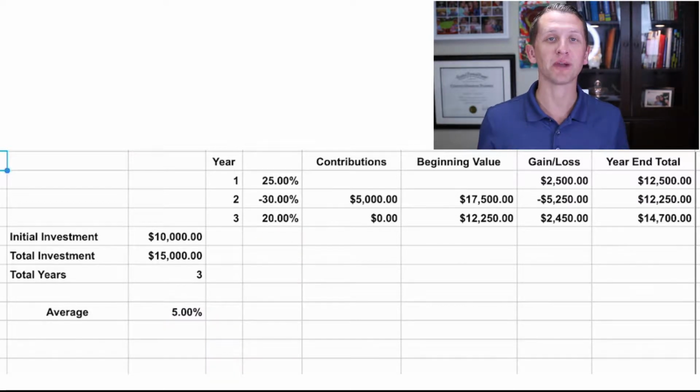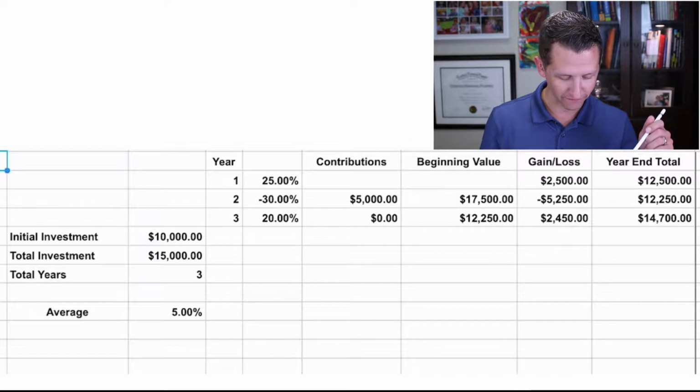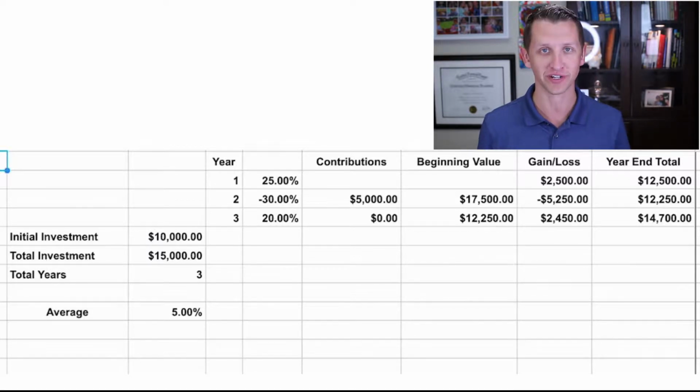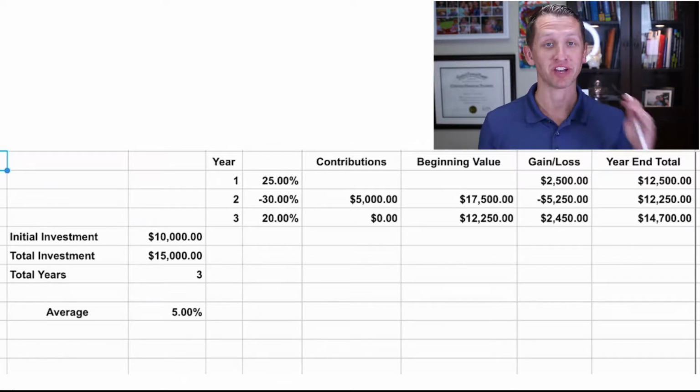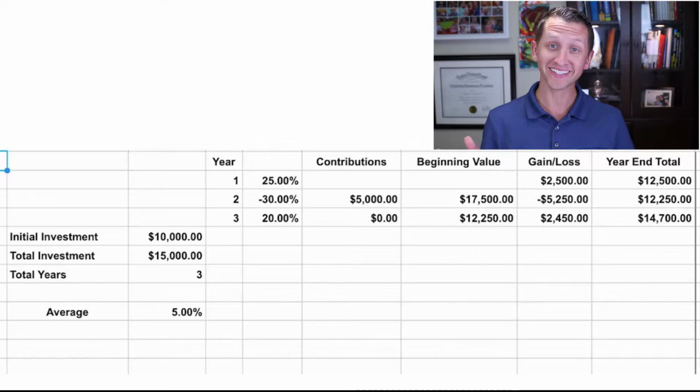Okay, so now let's go back to the original example where we're getting 25% the first year, negative 30 the second year, and 20% our third year. And let's change one thing. What happens when investments do really well? People get really excited and they want to throw more money in those good investments. So let's do that.